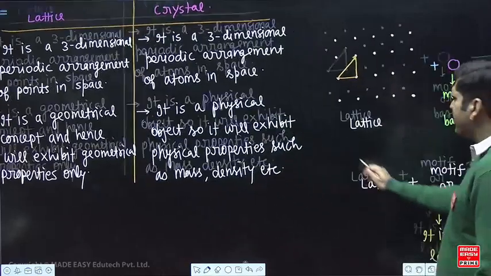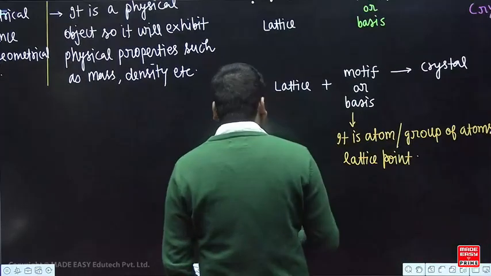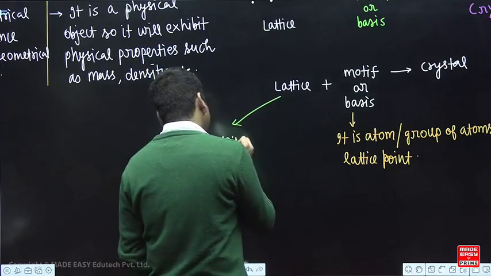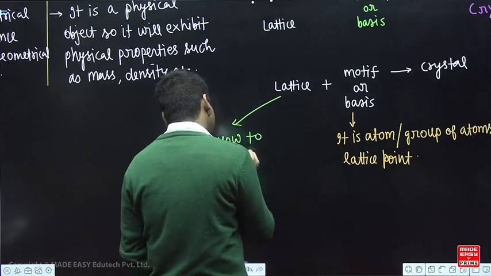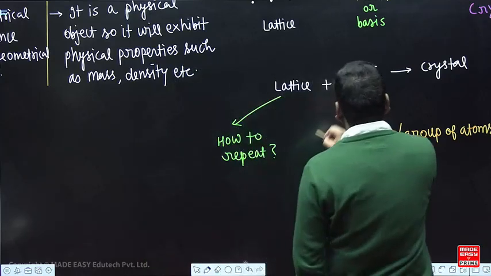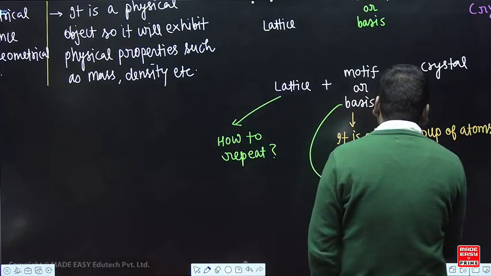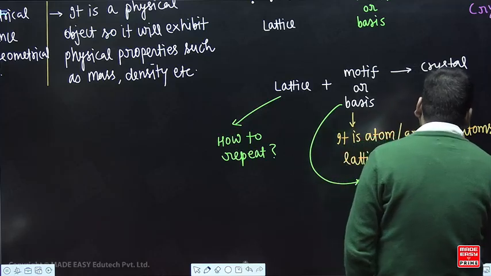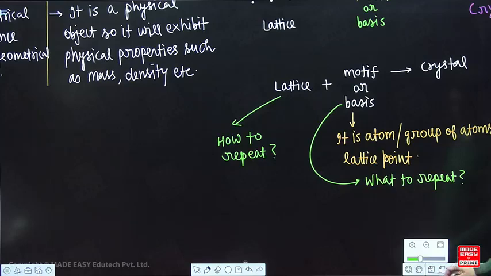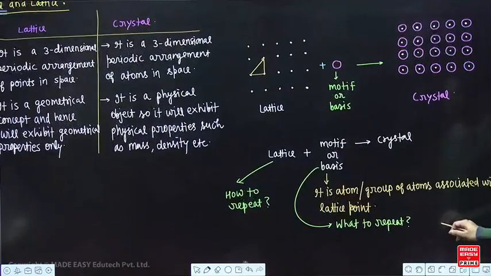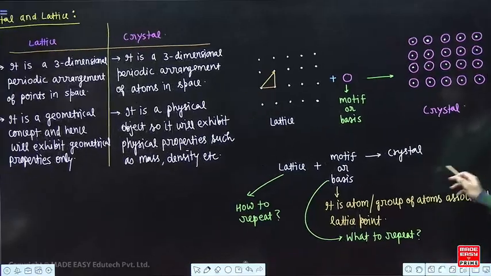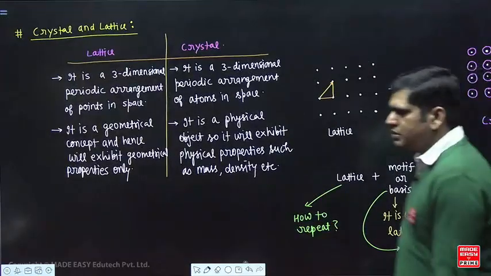This is the key difference. Basically lattice tells you how to repeat in a crystal. It is the underlying periodicity of atomic arrangement, and motif tells us what to repeat. When you combine these two, your crystal is formed. How to repeat and what to repeat gives you the answer to how your crystal is formed. So please first note this down, then I will be showing this.